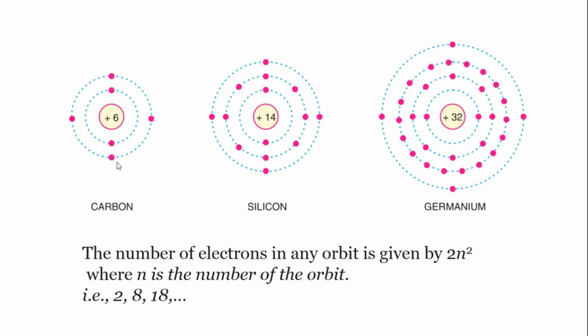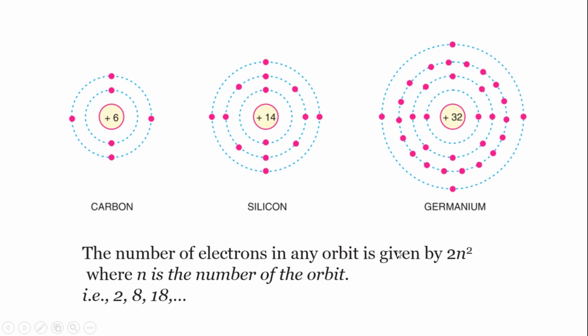The extranucleus is nothing but the outer part of an atom that contains electrons only. They are all negatively charged particles and have negligible mass. The number of electrons will be equal to the number of protons in an atom under ordinary conditions. Here the number of electrons in any orbit is given by 2n square, where n indicates the number of the orbit.